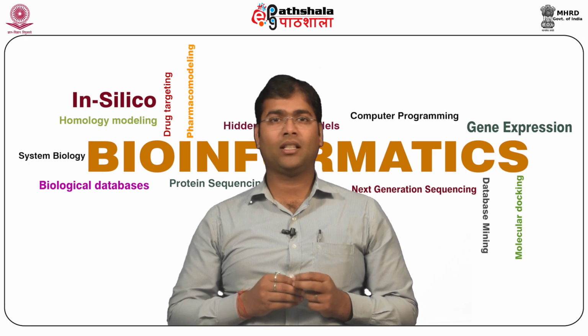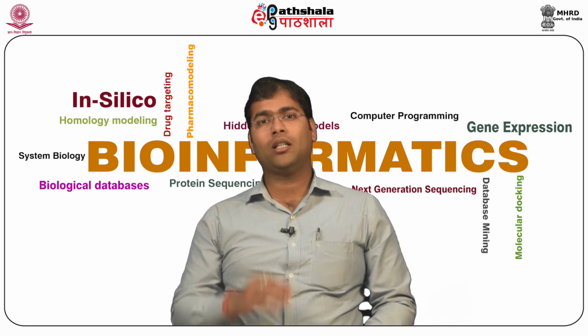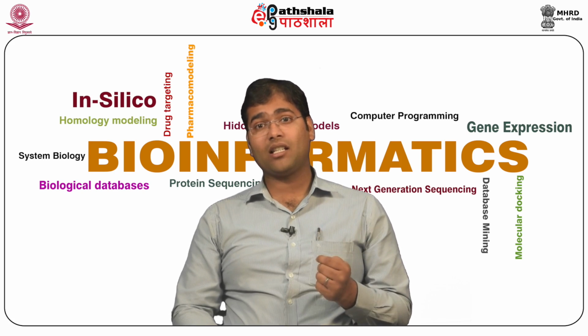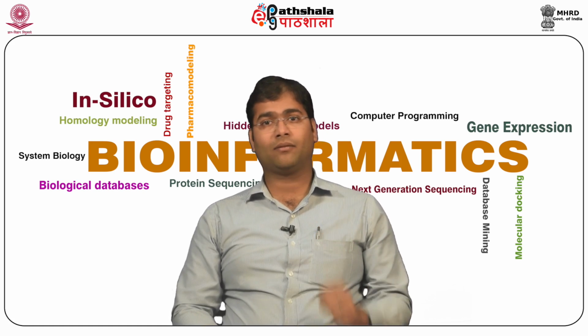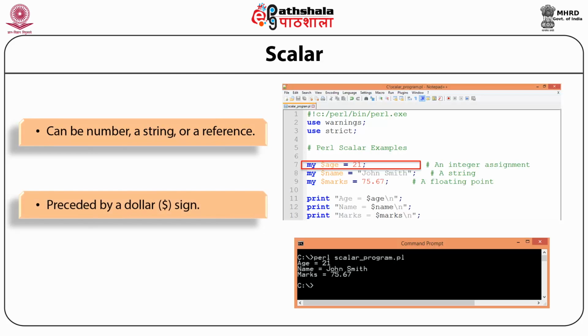Perl data types. Like other programming languages, Perl knows about different varieties of data. Perl has three basic data types: scalars, array of scalars, and hashes of scalars. Scalars are variables which can be either a number, a string, or a reference or address of a variable. They are always preceded by a $ sign. For example, here scalar $age is equal to 21, which is integer value. $name is John, which is string, and the third scalar is $marks, which is a float value.